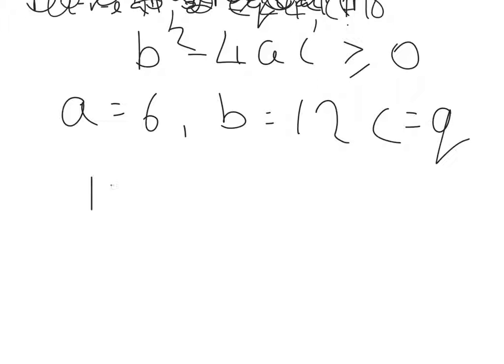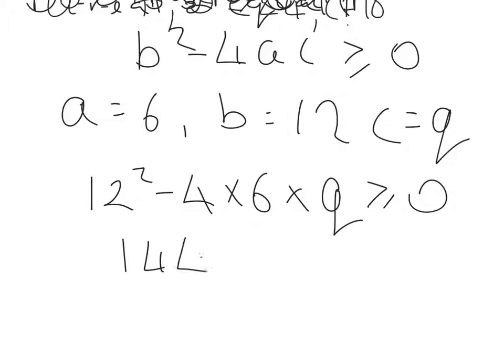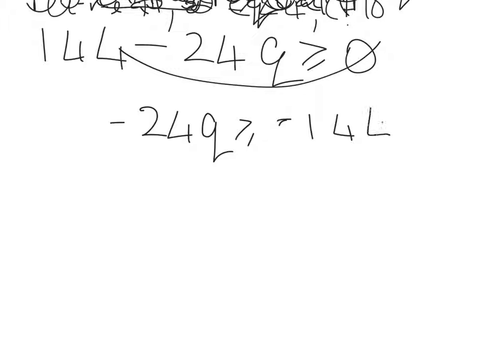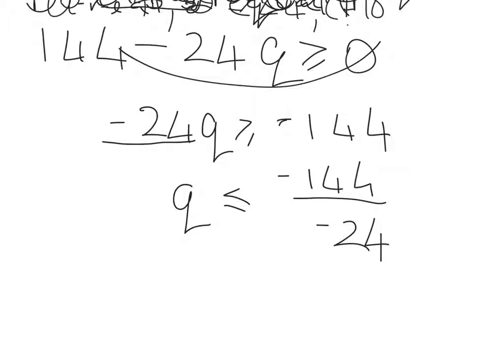So then that's 12 squared minus 4 times a, which is 6, times c, which is q, is greater than or equal to 0. That's 144 minus 4 sixes are 24, minus 24q is greater than or equal to 0. We've then got minus 24q is greater than or equal to, so bring the 144 over, it'll become minus 144. I'm then going to divide through by a negative number, so I'll flip that inequality round, and it's minus 144 divided by minus 24. And the negative divided by the negative cancels out, and 24 fits into 144 6 times, so final answer is q is less than or equal to 6.